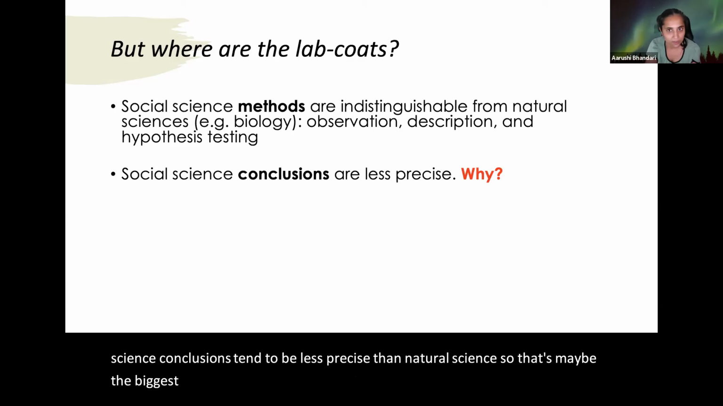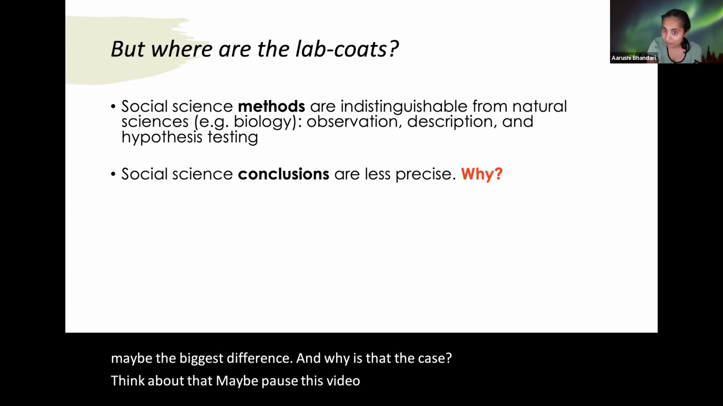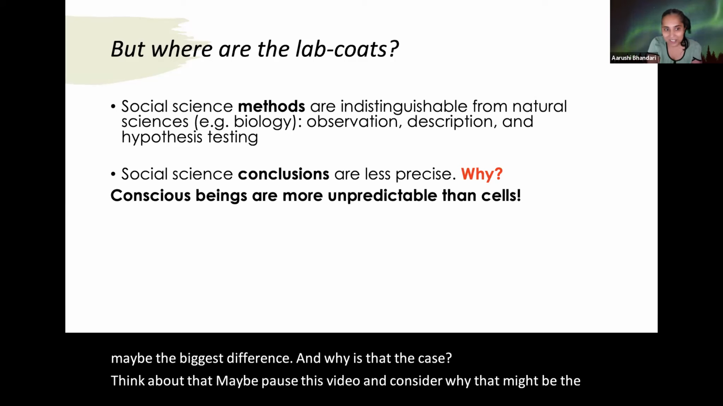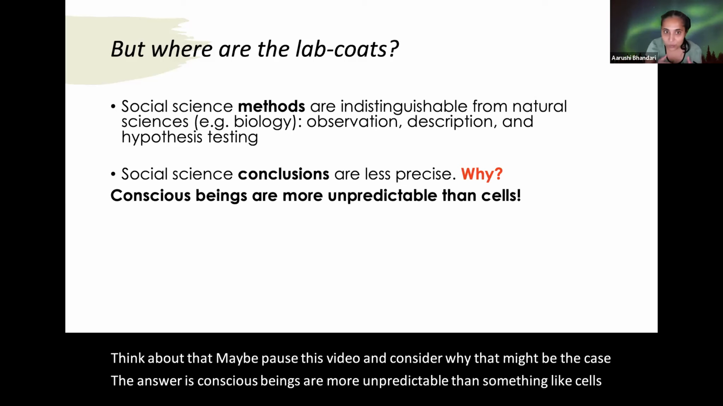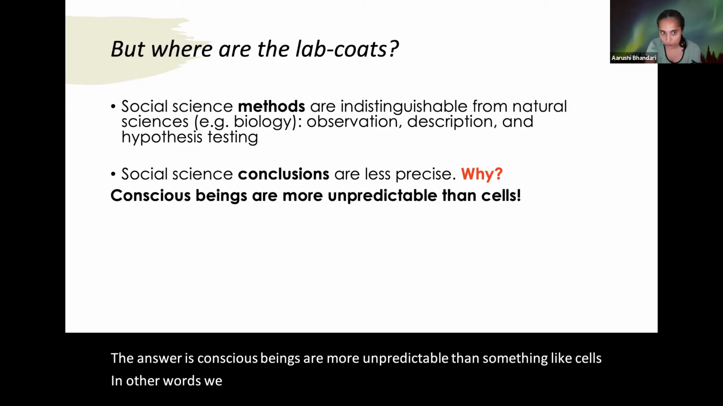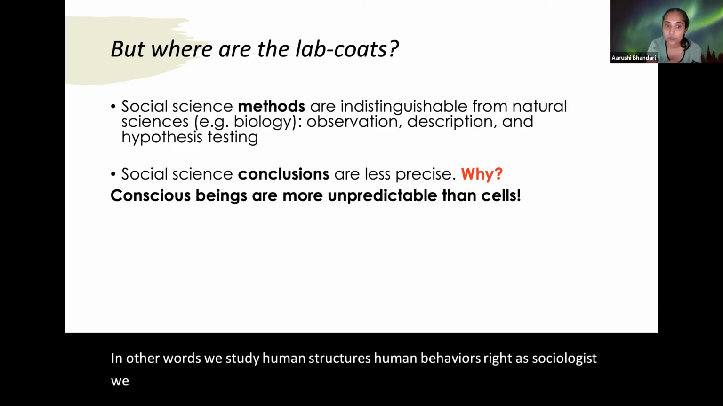And why is that the case? Think about that. Maybe pause this video and consider why that might be the case. The answer is conscious beings are more unpredictable than something like cells. In other words, we study human structures, human behaviors, right? As sociologists, we study collective human patterns.